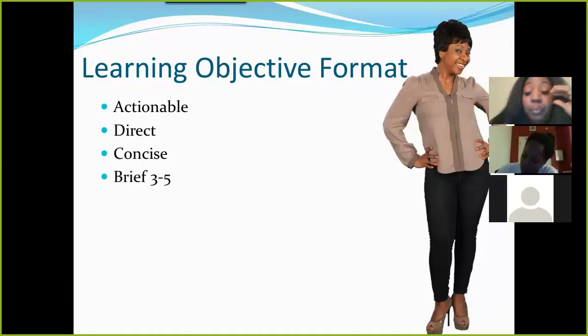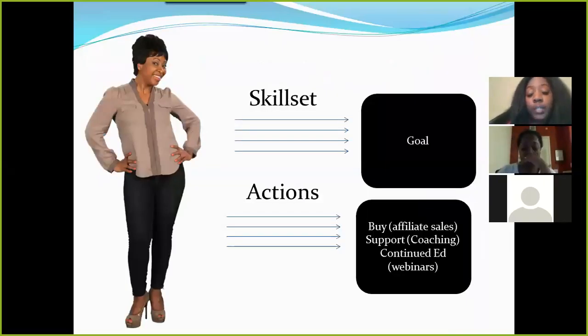These should be very concise. They should be brief, 3 to 5, as I mentioned before, 3 to 5 per course. Because when we start talking about chunking your information, if you have more than that, remember you have to accommodate people's attention spans. So we don't want long objectives all over the place. You might need to break that down. All right, so let's look at this for just a second.